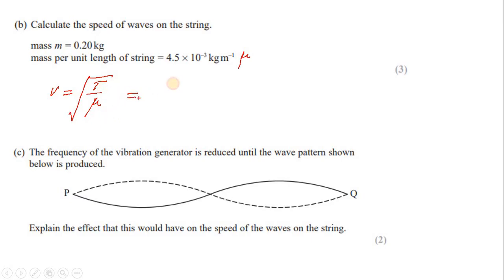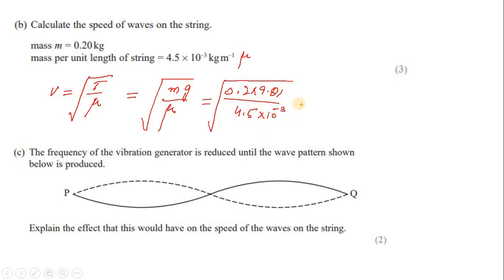So T is mg, divided by mu. You just plug in all the values: m is 0.2 times 9.81, divided by mu, which is 4.5 times 10 to the power minus 3, all under the square root. So your velocity would be equal to 20.9 meter per second. This is your speed.